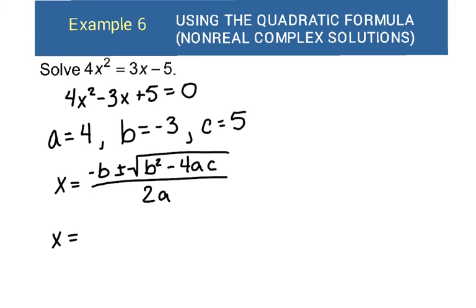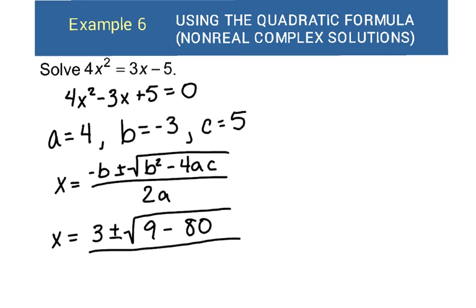Okay, so negative B, so -3, is going to give us a +3. And -3 squared is going to give us a +9. Minus 4AC, so 4 times 4 times 5, that gives us 80. That's all over 2A, so 2 times 4, which is 8.